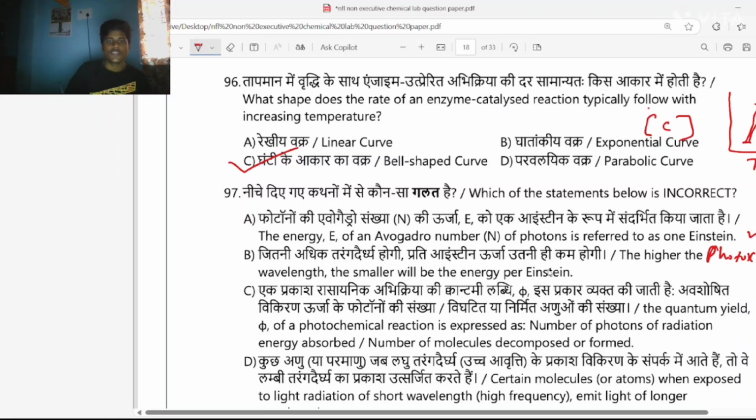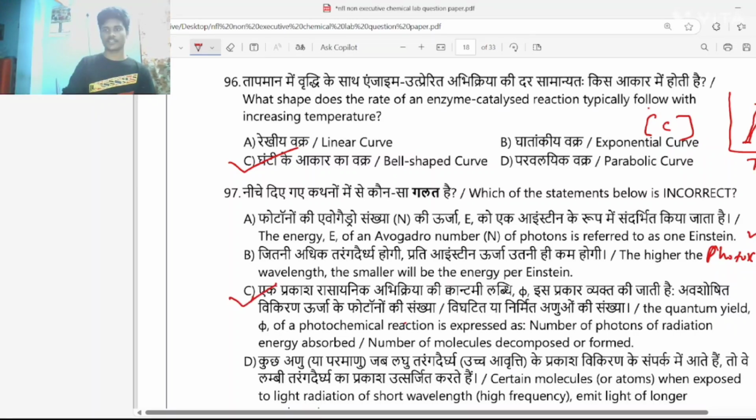Moving to the next question, 98. Identify the structure of D-ribulose. It is just like from carbohydrates. Just remember all the structures of the different carbohydrates, aldoses and hexoses. You will get this answer. The D-ribulose structure is option A. Option A is the correct answer.